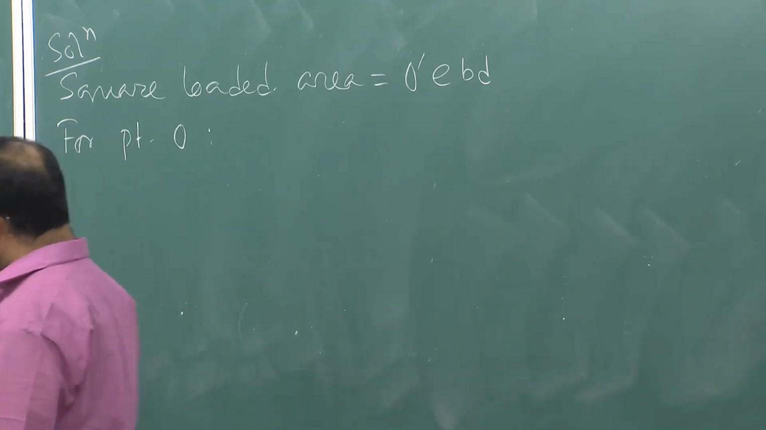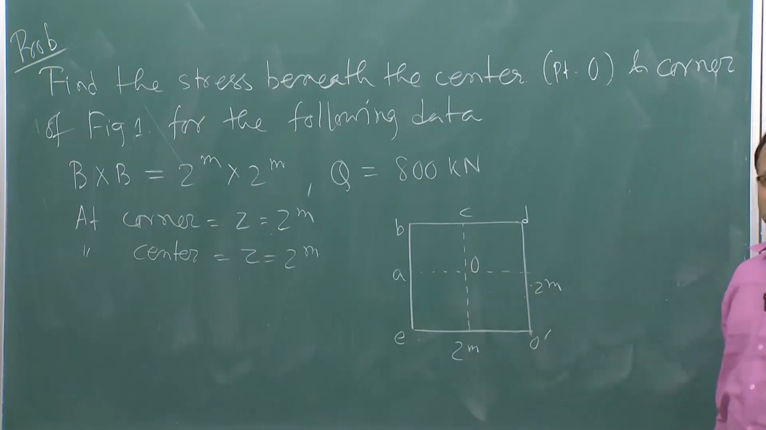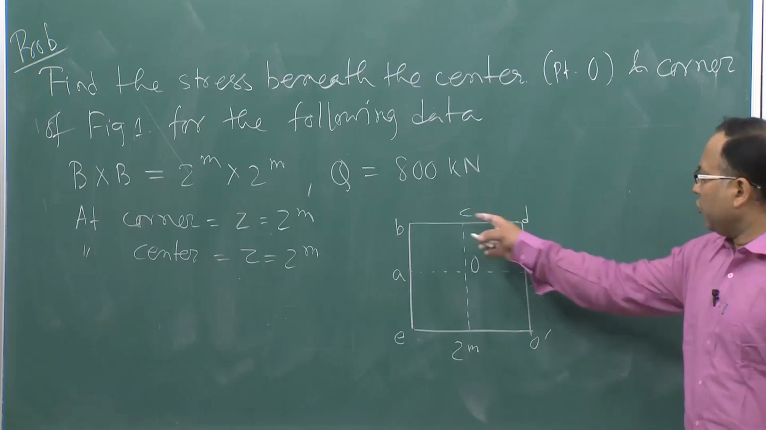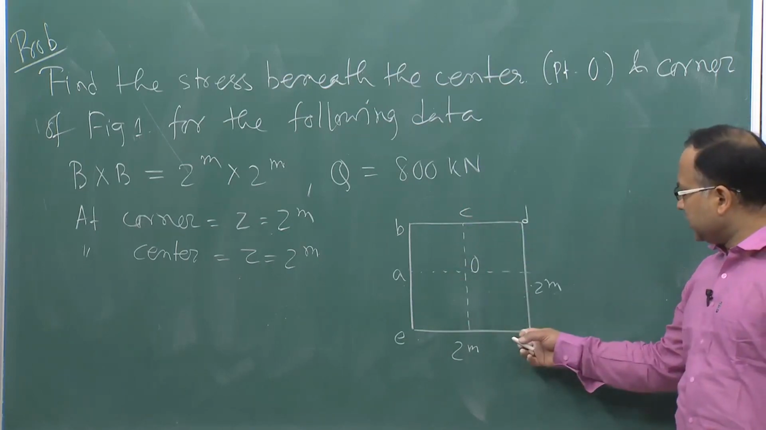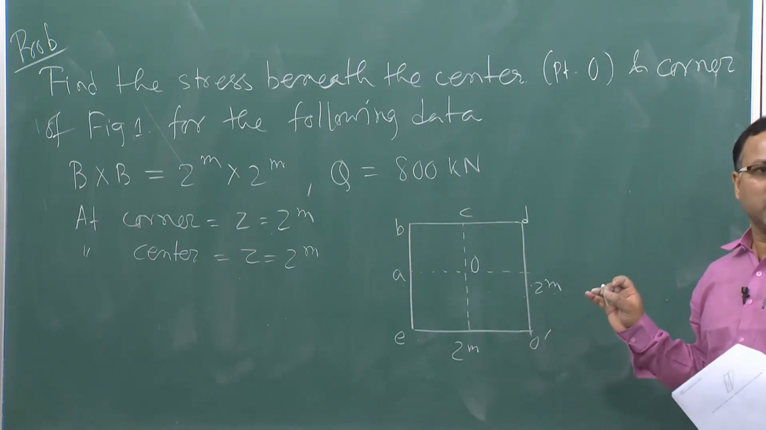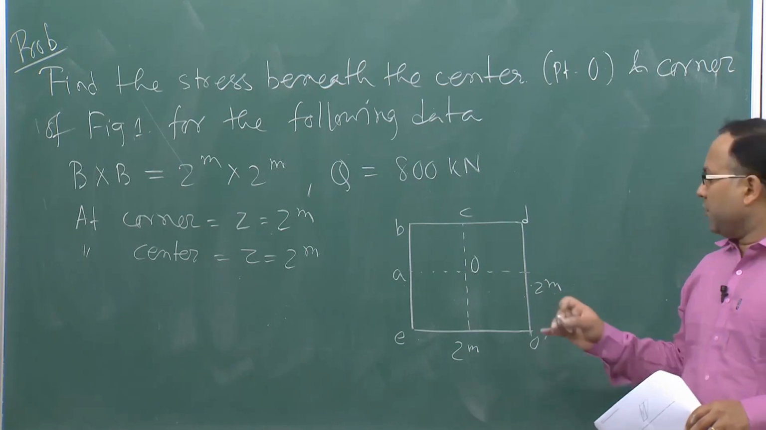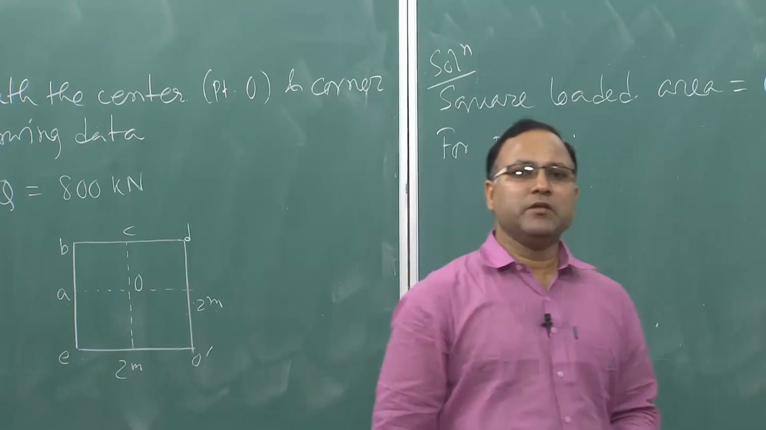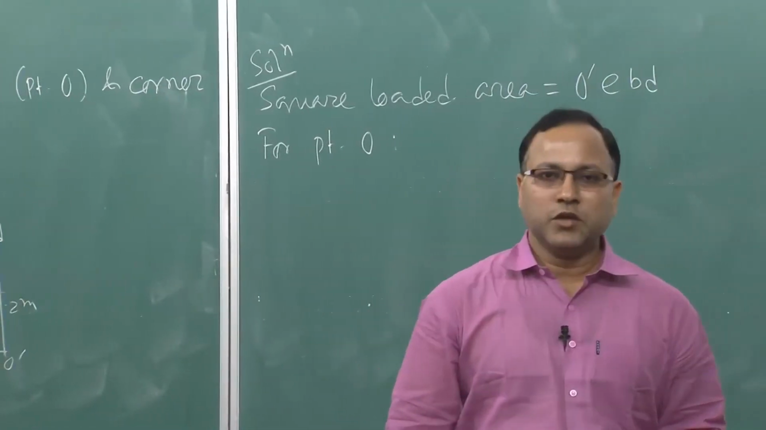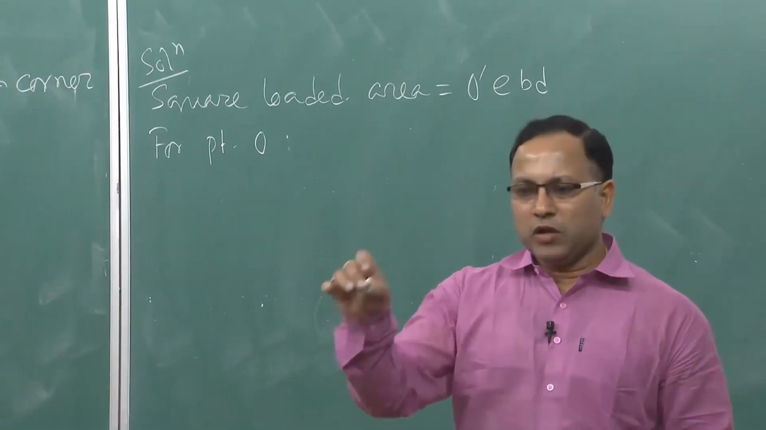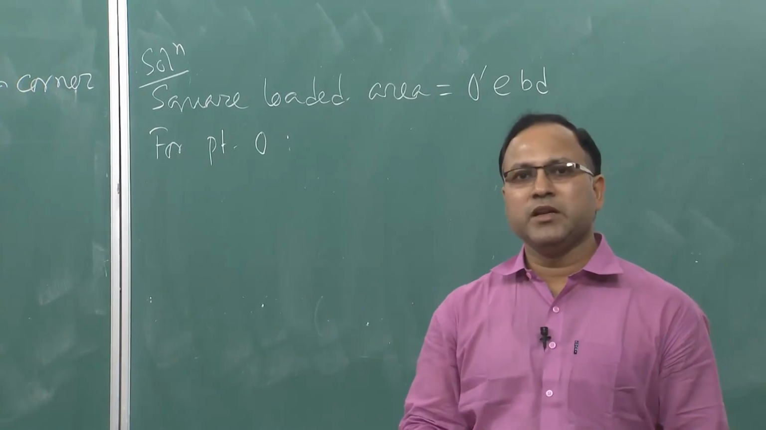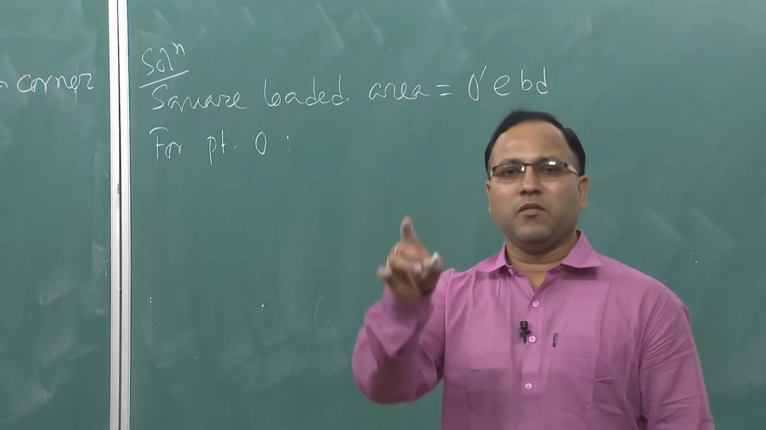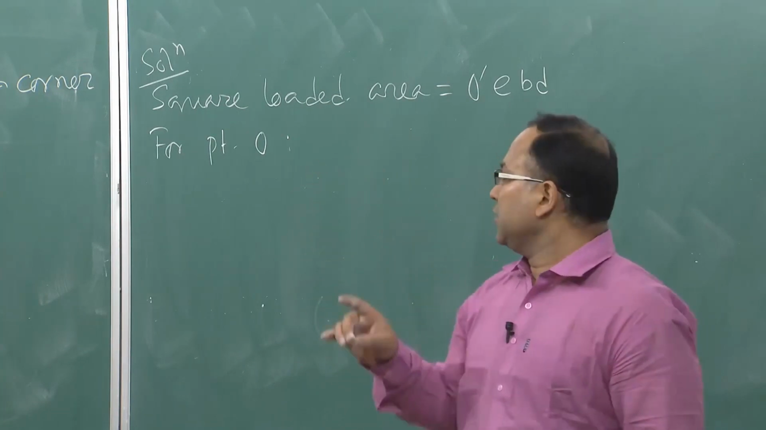Similarly, this corner is fine. So, you need to find out the stress just below the corner of this square area. If you consider the whole square area, this is the corner, it is fine, so you can use the formula directly. But when we are talking about the center of the square, at that time you will not be able to use the formula directly. So, you have to discretize the whole area in such a way that O will be coming as one of the corners of that loaded area. Okay. So, that we are making.